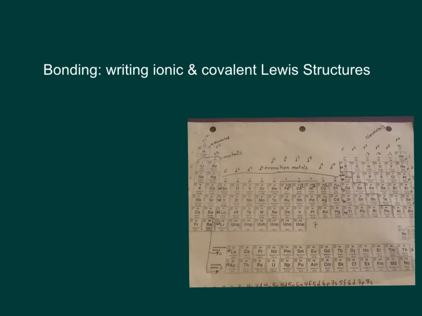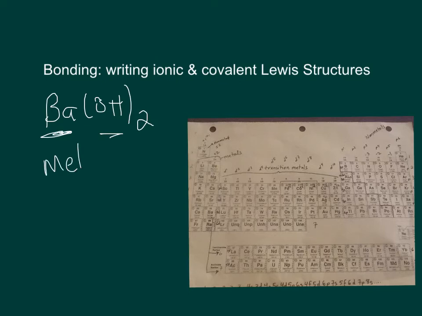Another question on WebAssign asks to identify the type of bonding. So here's one that might be a little bit tricky for you. BaOH2. So Ba comes from here, which is on the metal side of the periodic table, and O is from over here on the nonmetal side, and H is really a nonmetal. So what we have are a metal and some nonmetals.